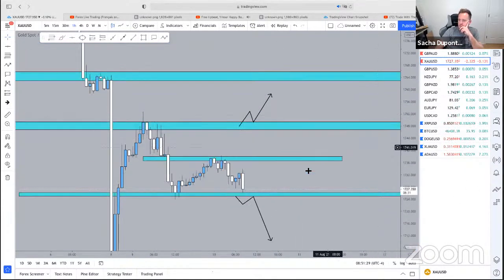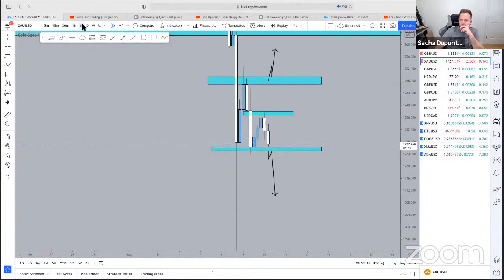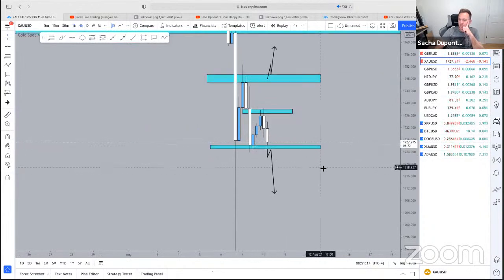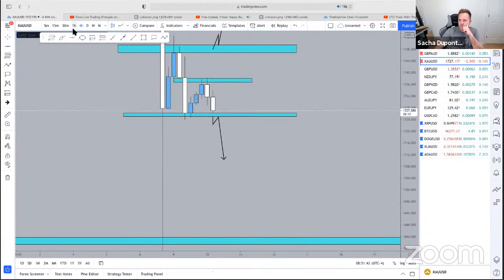Gold is still playing around here. Not much. But if we do break this 4-hour support, damn, this thing's gonna melt. Actually, let's place an alarm.